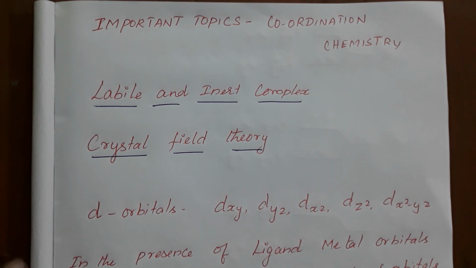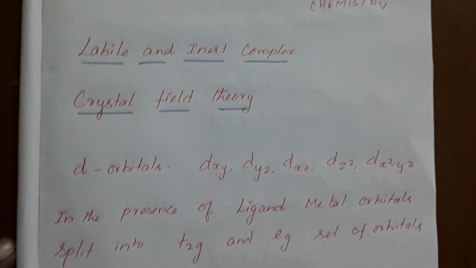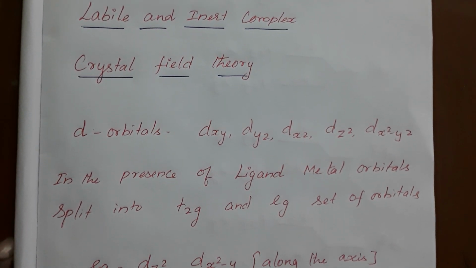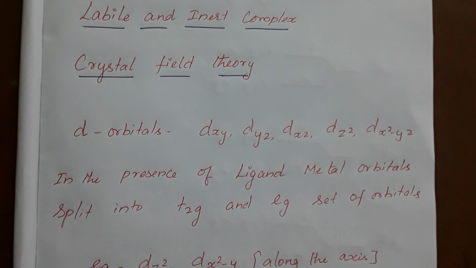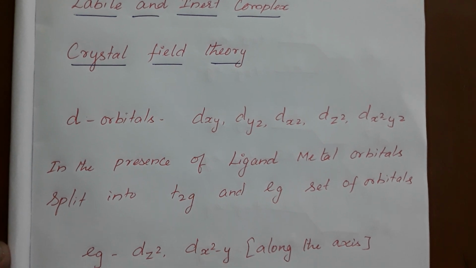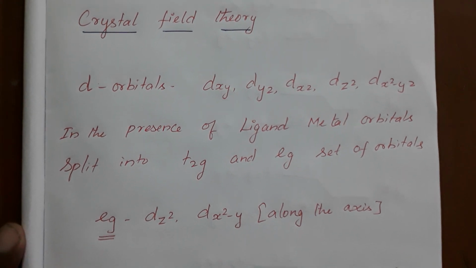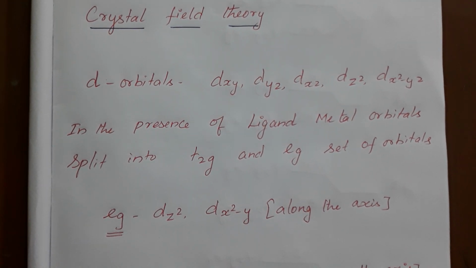You know that in the crystal field theory, the 5 degenerate orbitals are split into two sets of orbitals, that is T2g and Eg. That is because of the approach of ligands. In crystal field theory, ligands are considered as point charges. Because of the approach to the central metal atom, d orbitals are split up into T2g and Eg sets of orbitals.